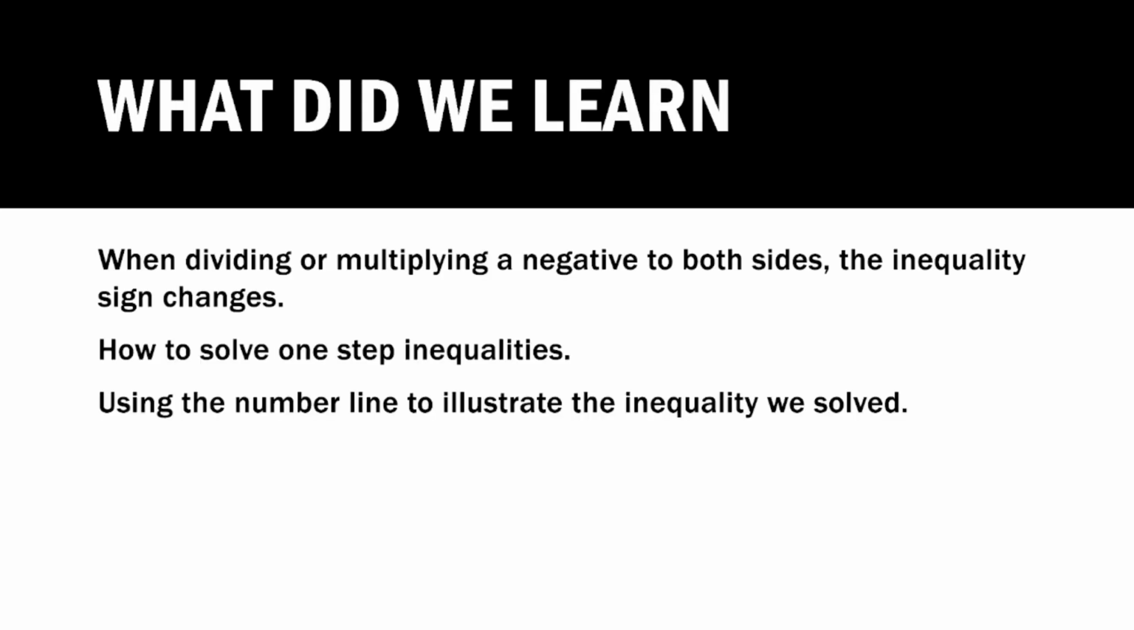Okay, so we're going to end the lesson right here. So what did we learn? When dividing or multiplying a negative to both sides, the inequality sign changes. And how to solve one-step inequalities and using the number line to illustrate the inequality we solve for. So in other words, showing what numbers would fit when putting it inside the inequality that we just solved for.